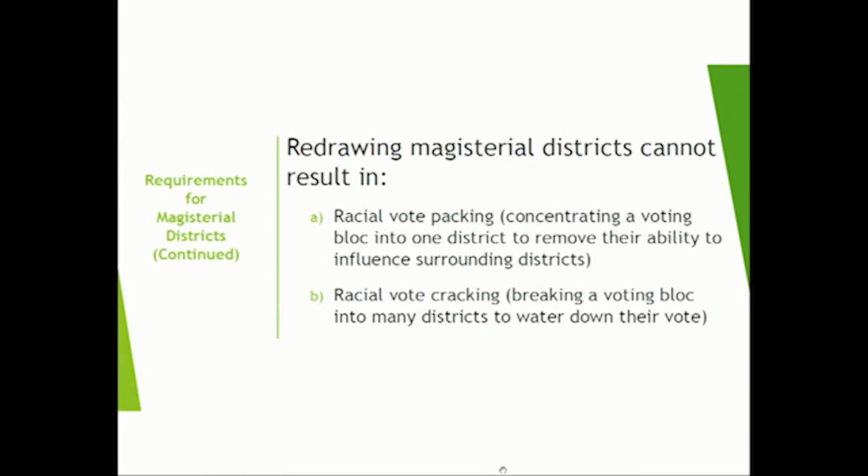So those are the two concepts. They are in competition with each other, and we're mindful of both of those all the way through the redistricting process.